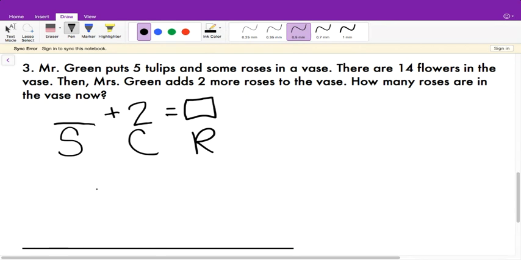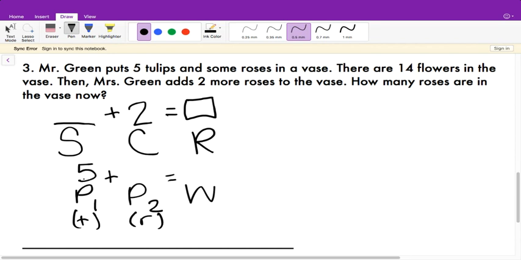We know there were 5 tulips, some roses, all together 14 flowers. So I know that is part whole because there's a group of tulips, there's a group of roses, and all together we have some flowers. So for tulips, we had 5 tulips. So we're going to put 5. For roses, it says some roses. So I'm just going to put a box there. And then we know all together there were 14 flowers. So now I need to find this missing number of roses. 5 plus box equals 14.